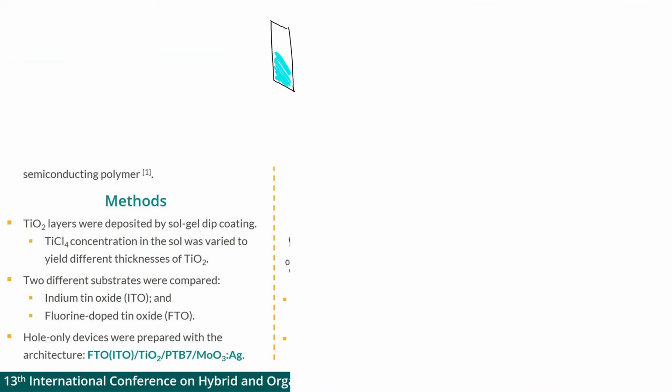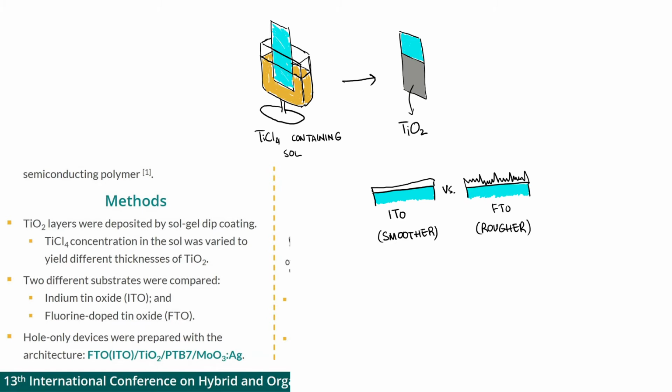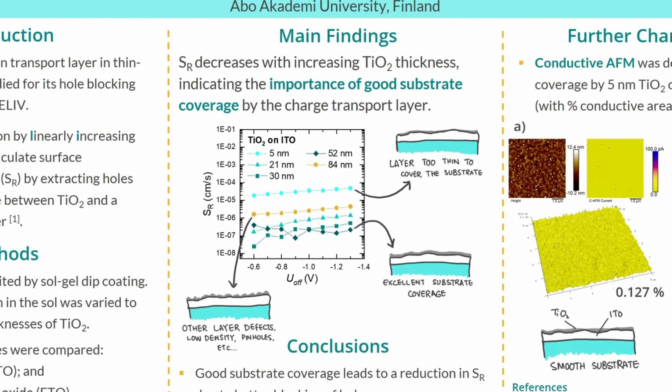We used sol gel dip coating to make titania layers with different thicknesses, using two different substrates, ITO and FTO, FTO being much rougher compared to ITO. We then processed these layers into devices for MIS-CELIV measurements. We found that the surface recombination velocity decreases with increasing titania thickness.